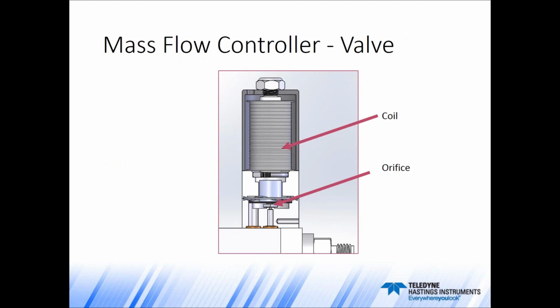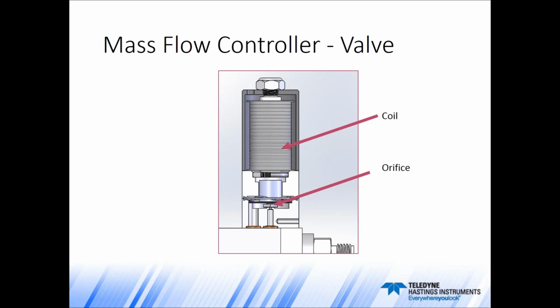A small electrical current is passed through a coil to generate a magnetic field. The field pulls the valve seat off the orifice and allows flow to pass through. Note that the valve is spring-loaded to ensure that the valve is normally closed. In other words, we have to have current in the coil to open the valve. And by extension, if there's loss of power, the valve will be closed. That's what we mean by normally closed.